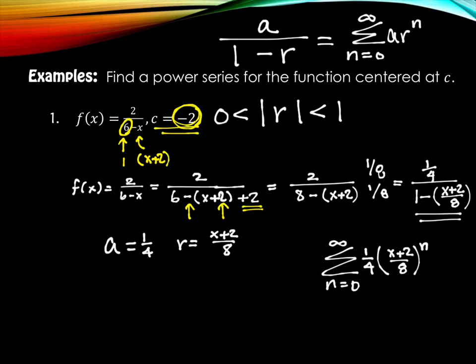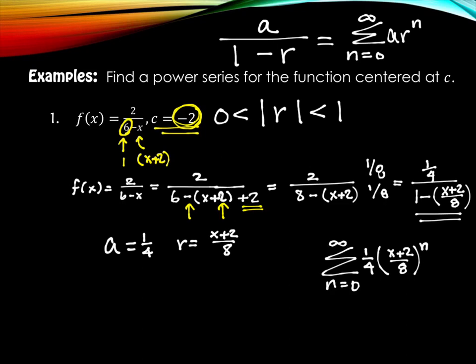They write it like this a lot of times too. Obviously, it's just saying that it can't be equal to 0, right? That's what that's telling you. All right, so we need our value to be between 0 and 1. But what's our r value? X plus 2 over 8.